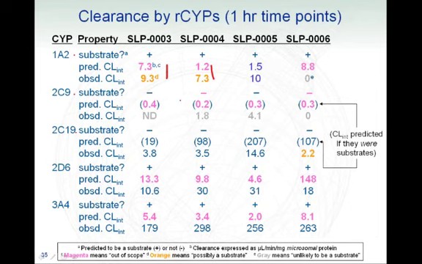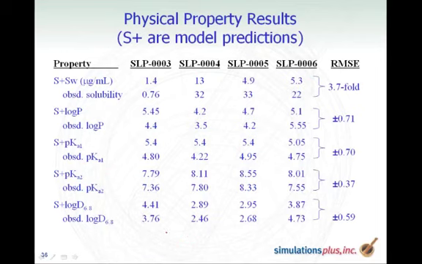We predicted the clearance fairly well for most of the CYPs until you get down to 3A4. So here's where our predictions really fell off compared to experiments, and these were cleared fairly quickly by 3A4 actually. Okay, we also had physical chemical properties measured for these compounds.